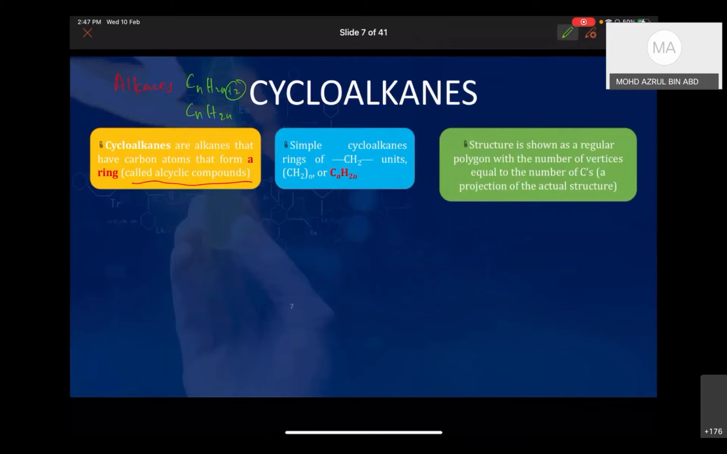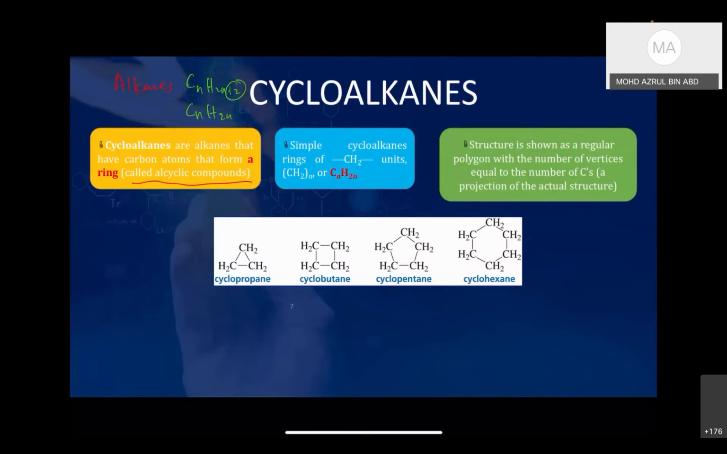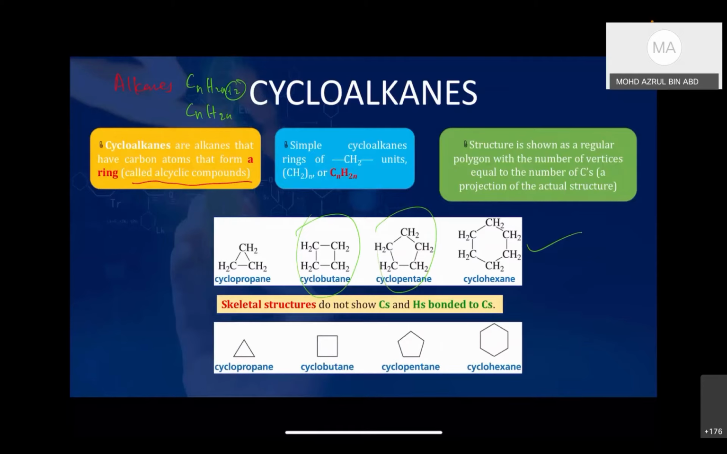And then this cycloalkane shows as a regular polygon. Which means the structure of the cycloalkane can form a ring of 3 carbon, a ring of 4 carbon, a ring of 5 carbon, and so on. When we draw in the skeletal structure, you can draw it without showing the hydrogen, the bonding of carbon with hydrogen. You just show the bonding of carbon and carbon. This one has 1, 2, 3 carbon, and this one has 4 carbon, and so on.